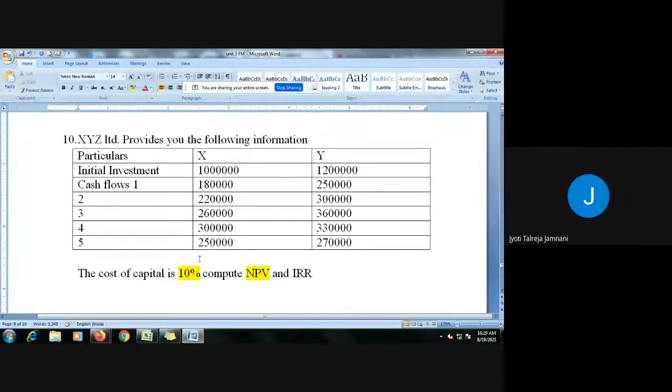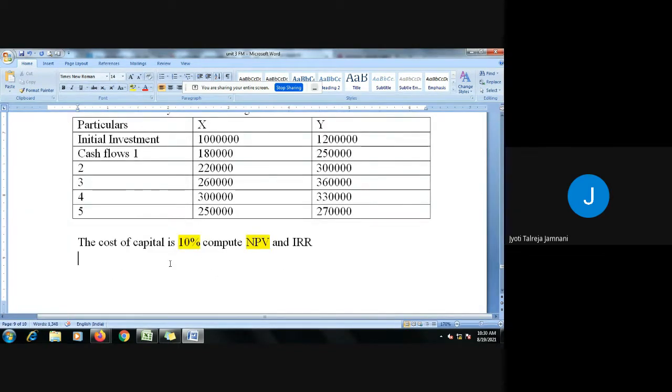Any doubt? Okay. Let's start then. First, we'll find the NPV for project X. I'll do it in the Excel sheet.